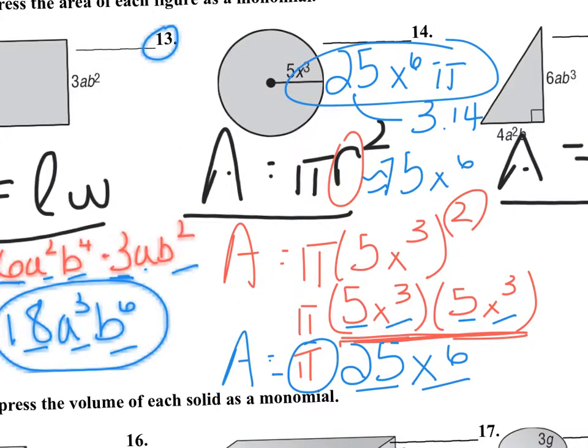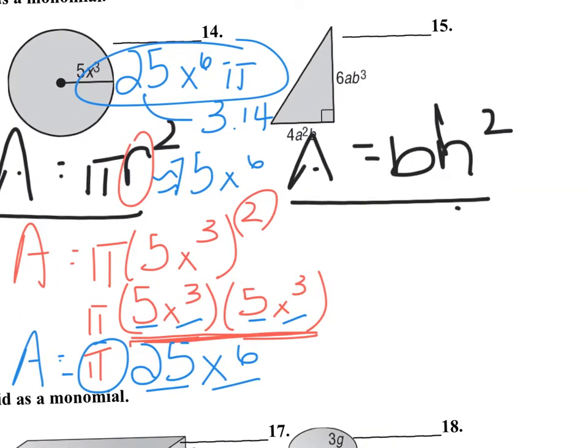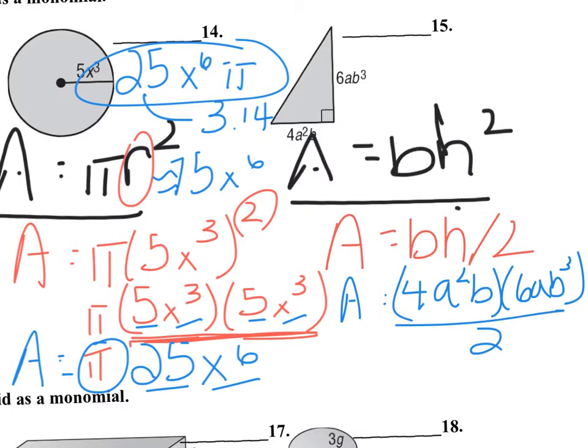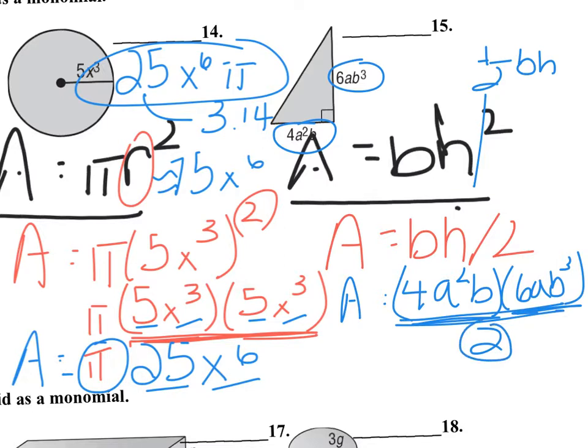Move on to the area of a triangle by substituting the values in for b and h, and then press play when you're ready to check your substitution. For the area of a triangle, area equals base times height divided by 2, or sometimes it's written as 1/2 base times height. And so you substitute in the base 4a squared b for the base and 6ab cubed for the height. Now press pause and simplify the numerator and the denominator for your final answer.